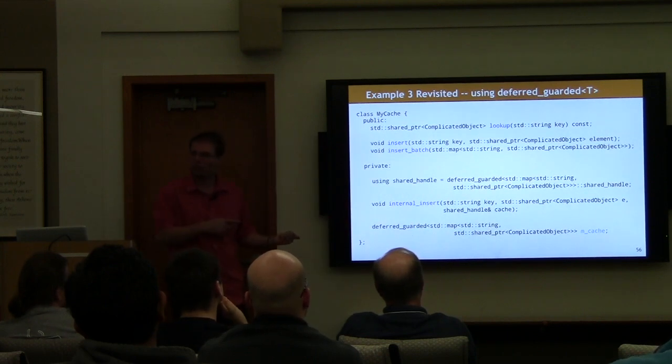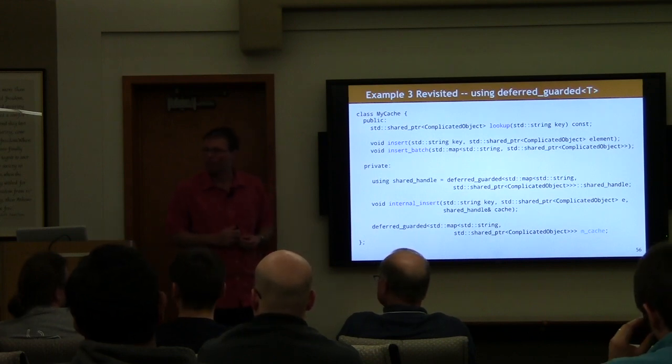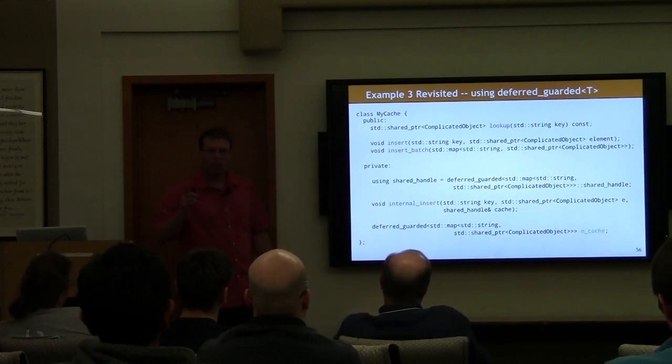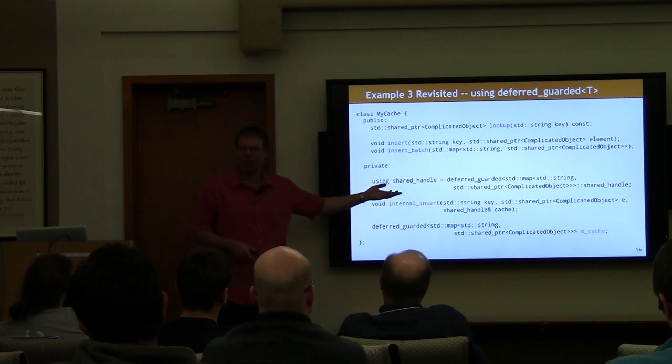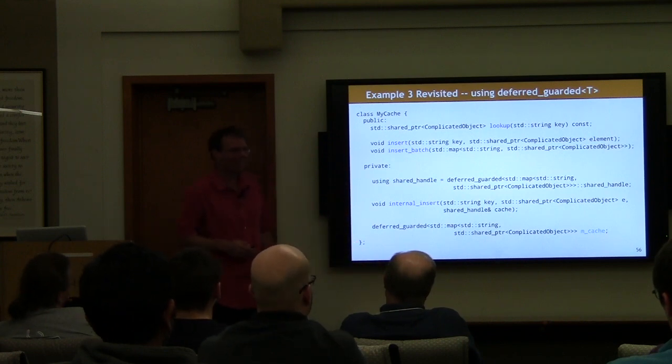Does that sound like a useful addition to our vocabulary for dealing with locks and mutexes? Well, you could pass a reference to a lock in the previous example. Except, a lock doesn't tell you anything about which mutex it locked. You could pass any lock you want. You could declare a mutex on the stack, lock it, and then pass that in. You're protecting the mutex, you're not protecting the data. This actually protects the data.